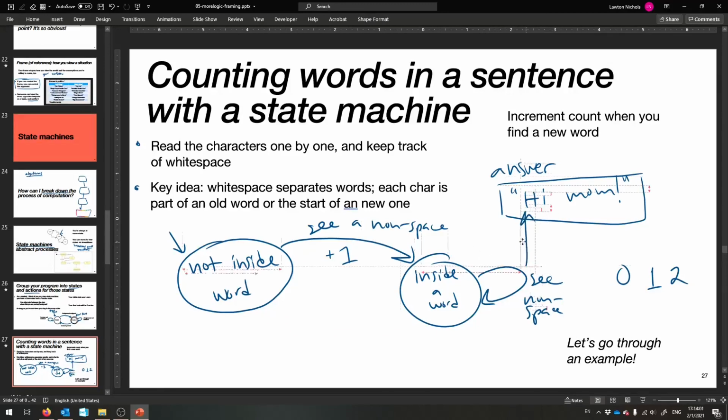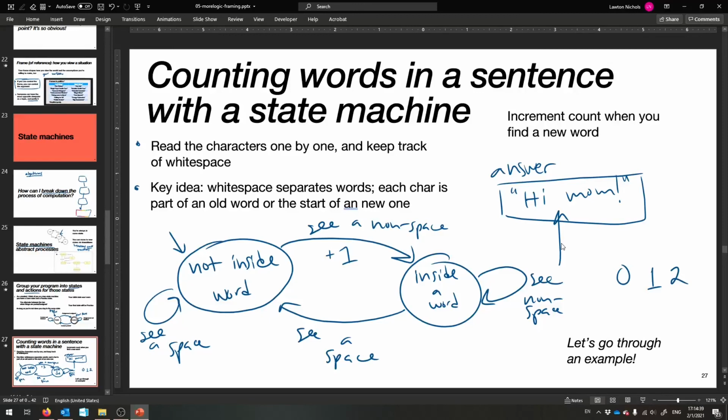So like I see my H, so I've seen nothing. So I start here. I see an H, so I move here, add 1 to my count. Now I'm inside a word. And I'll just keep on counting. I won't add any more when I see the I. I'm going to stay inside of a word. But the second I see this space, ooh, I'm outside a word now. See a space. And that brings me here. There might be multiple spaces, in which case you want to stay outside a word as long as you see spaces. And this is actually the entire machine. Let's go through this example now.